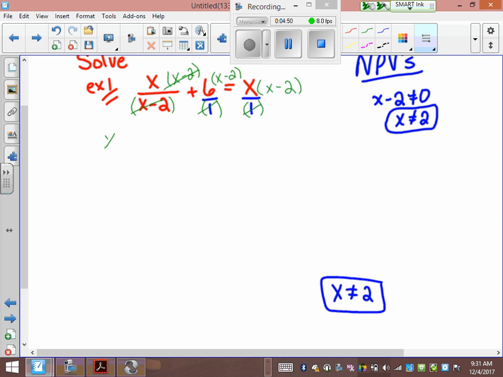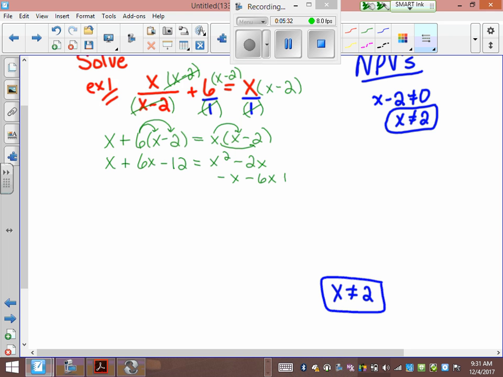So we have x plus 6 times x minus 2. We just write what's left over. Equals x times x minus 2. Right? And now we can just distribute and solve for x. So we have x plus 6x minus 12 equals x squared minus 2x. How do we solve when there's an x squared? Set equal to 0, move everything to one side. These are all correct answers. So I'm going to minus the x, minus the 6x and add the 12.